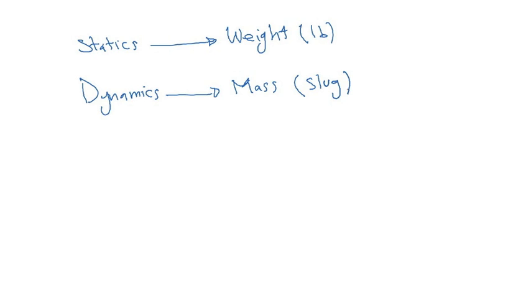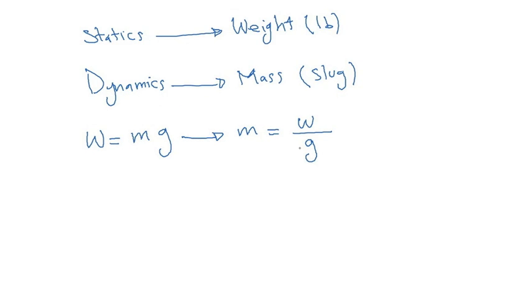We can simply convert mass to weight and weight to mass by second law of motion. As you may know, the weight of a body is equal to its mass multiplied by acceleration of gravity, or we can write the mass of a body is equal to its weight divided by g. And g, or acceleration of gravity, is equal to 30.2 feet per second squared.